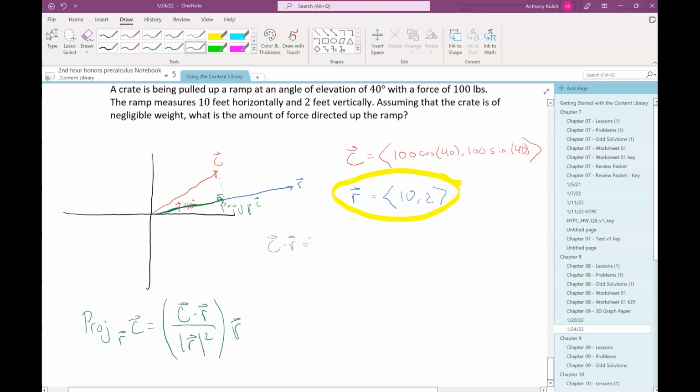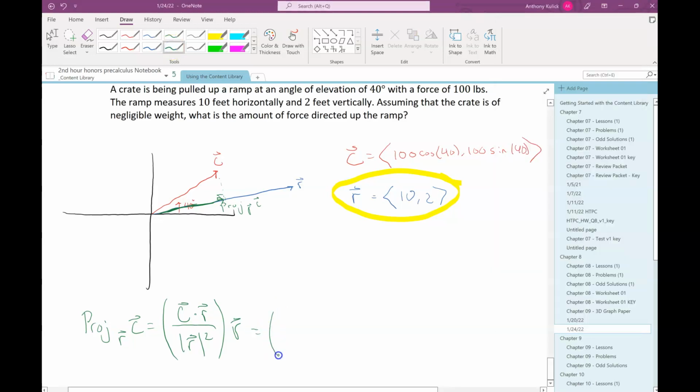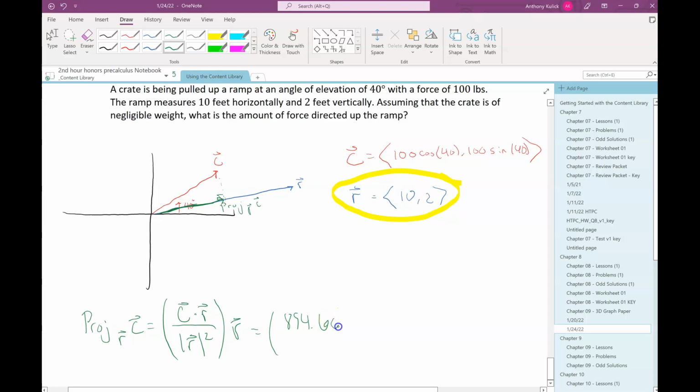So, well, let's just do it on the calculator, right? C dot R. So I have 100 cosine 40 times 10 plus 100 sine 40 times 2. So I get 894.6. I guess I probably want to keep that stored. Okay.